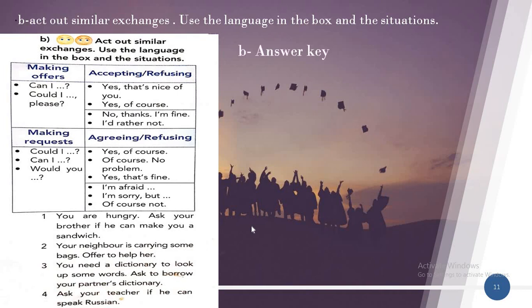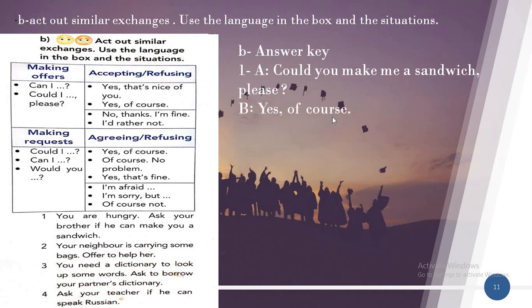Now, to help you, let me give you an answer for 1. A. Could you make me a sandwich, please? So we request with could you. And the answer was B. Yes, of course. So he is accepting my request. Keep writing, please. Sentence 2. It's very easy. You are going to offer help.